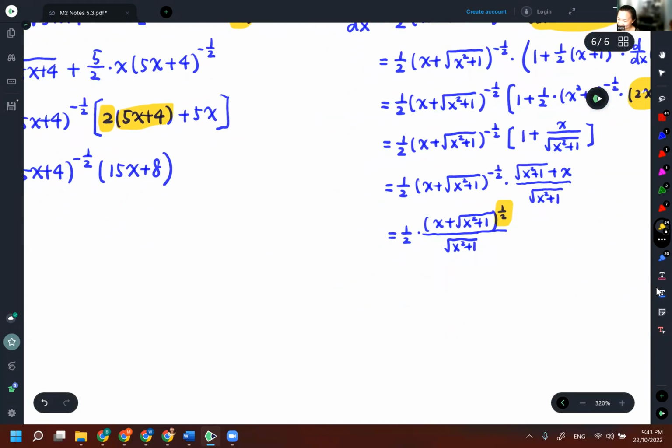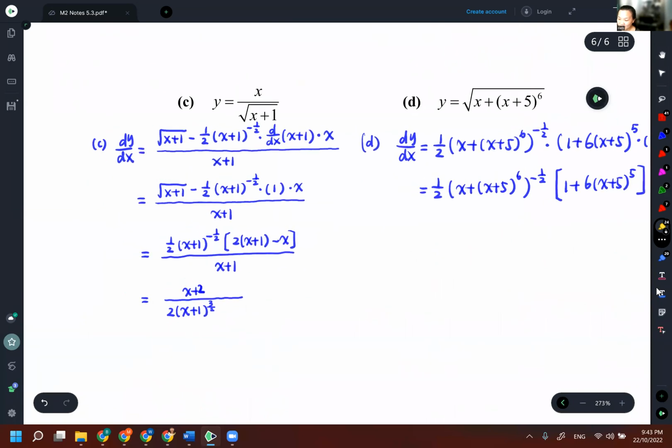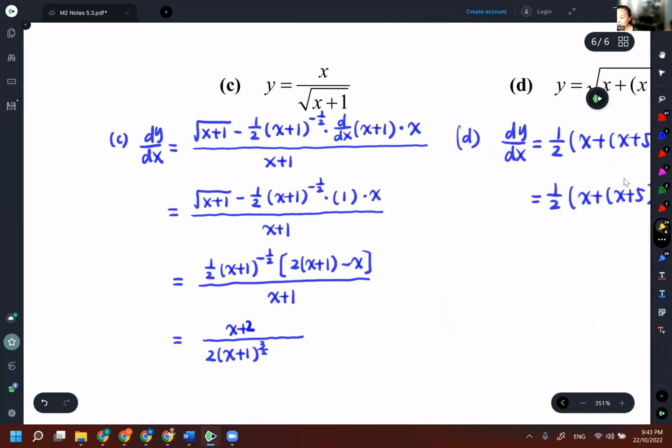Moving on. Next one. In this one is the quotient first. So quotient rule first, and then the chain rule. Now this time, although you're doing chain rule, the second du dx, this part, turned out to be 1. So it doesn't change the result.